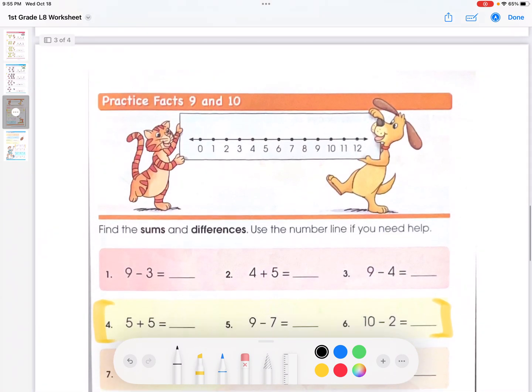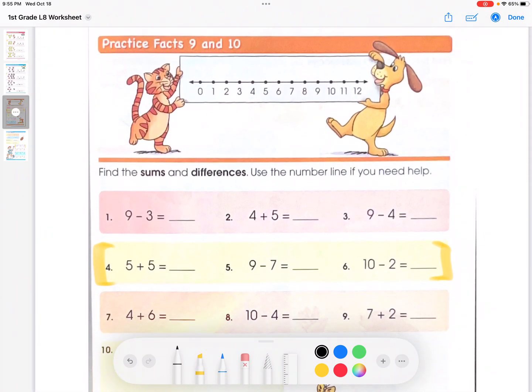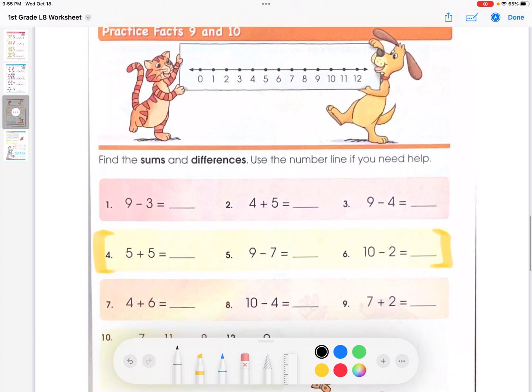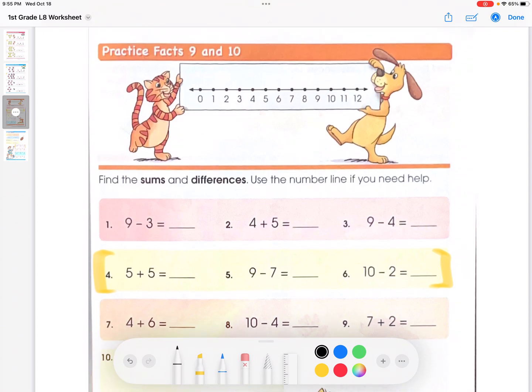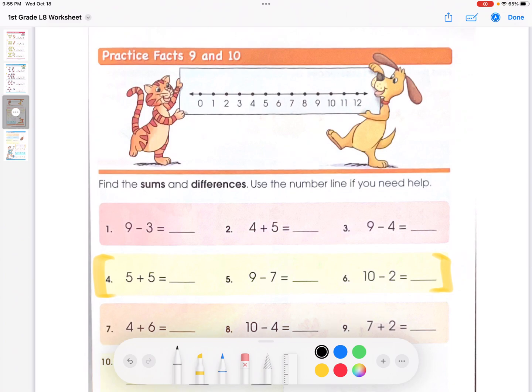Moving on to practice facts 9 and 10. Find the sums and differences. Use the number line if you need help. So we're going to do the second row. And our second row, the first question, number 4, is 5 plus 5. So let's try using the number line. So we're going to start at 5. And then we're going to jump 5 forward since we're adding 5. 1, 2, 3, 4, 5. So 5. And we end up where? We end up at 10. So our answer to 5 plus 5 is 10.